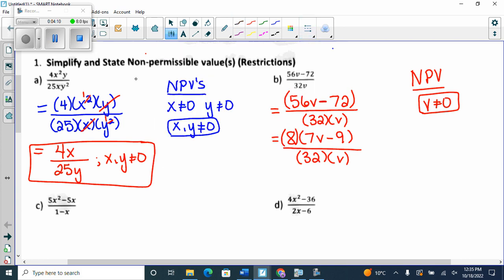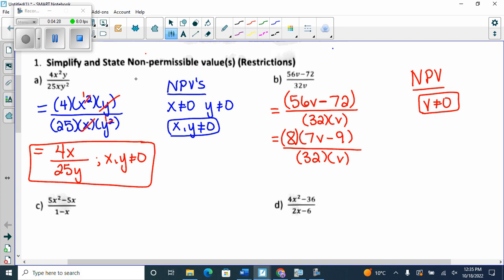On the top, I have a 7V minus 9. Is there a 7V minus 9 in the denominator? No. So I expect my answer is going to have a 7V minus 9 in the numerator, boxed, because it can't ever go away. It needs a twin in the bottom to go away. There is no twin. Right?